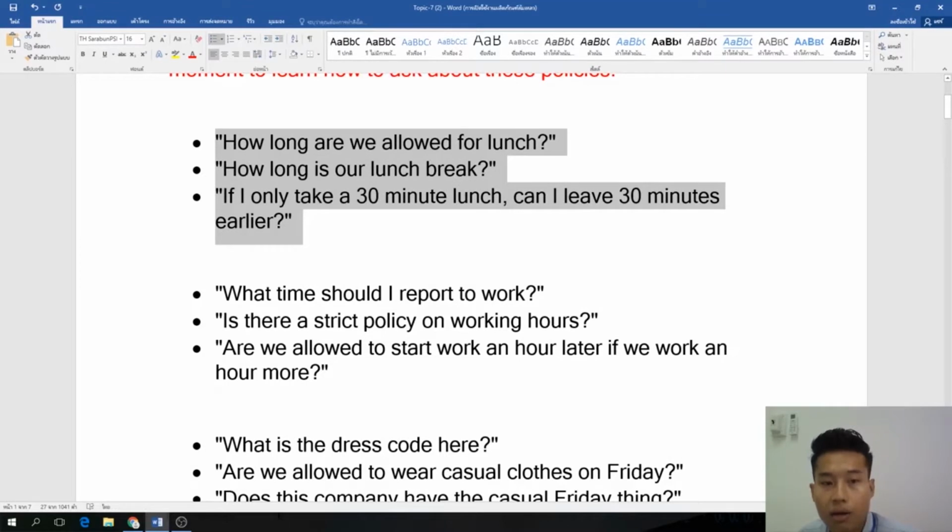How long are we allowed for lunch? How long is our lunch break? If I only take a 30-minute lunch, can I leave 30 minutes earlier?